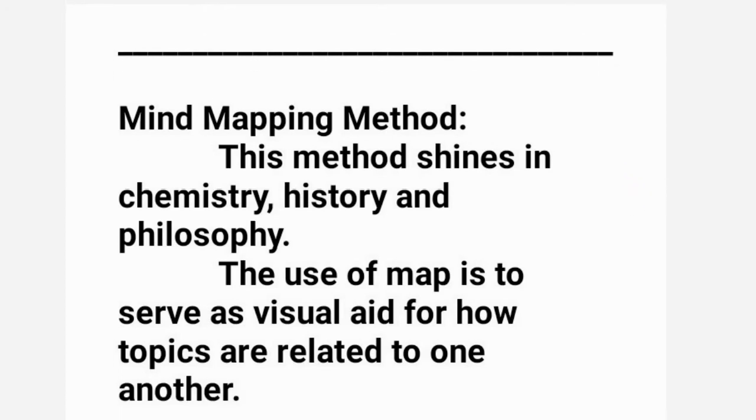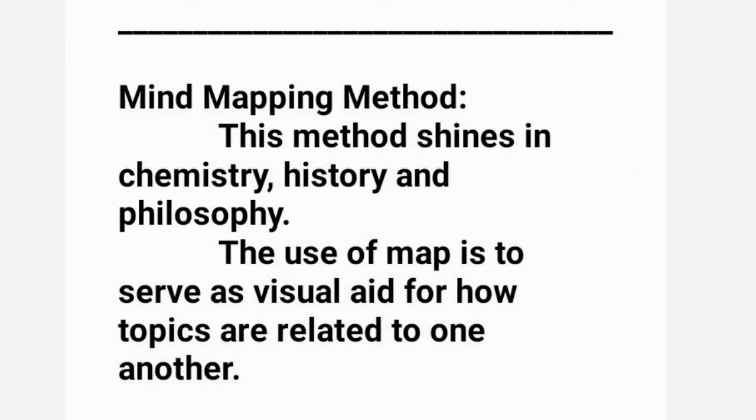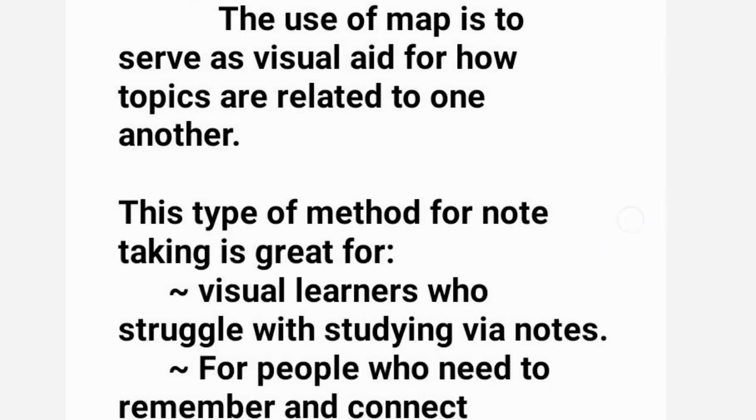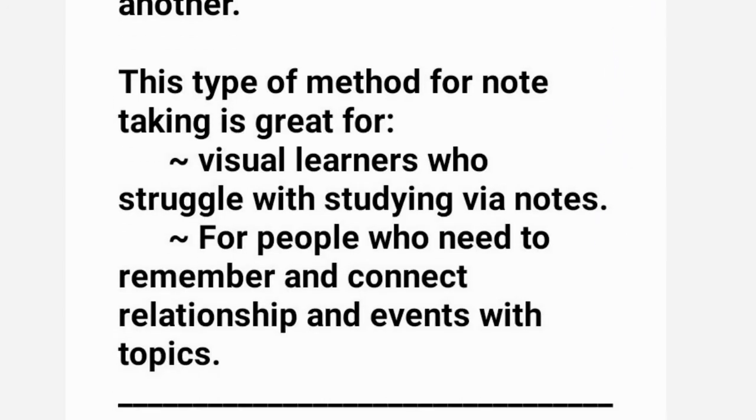And the third method is the mind mapping method. This method shines in chemistry, history and philosophy. The use of a map is to serve as a visual aid for how topics are related to one another. So you can use this method in chemistry, history and philosophy. This type of method for note taking is great for visual learners who struggle with studying via notes, for people who need to remember and connect relationships and events with topics.